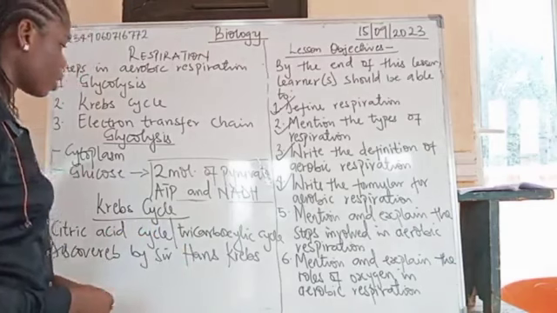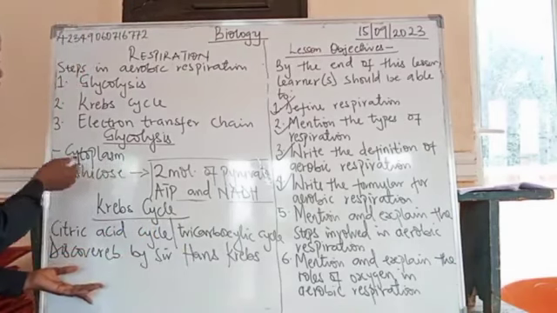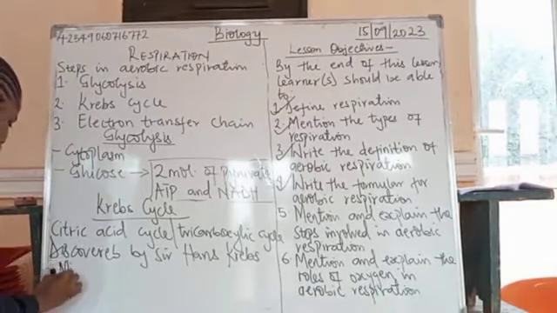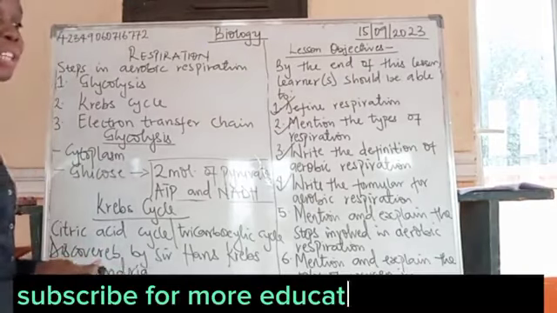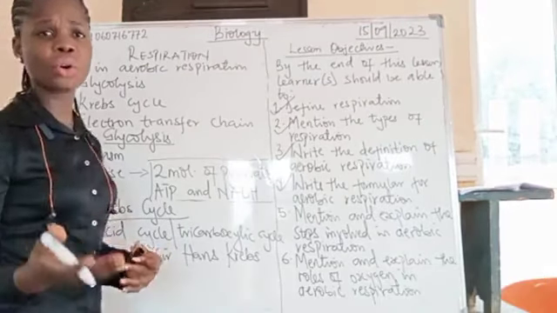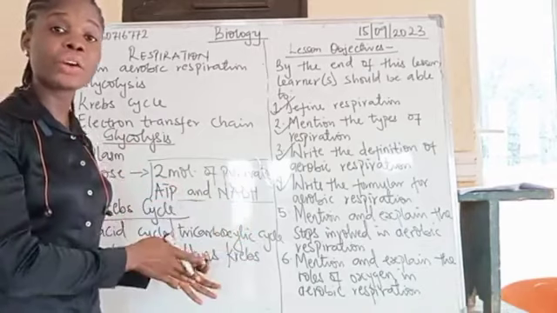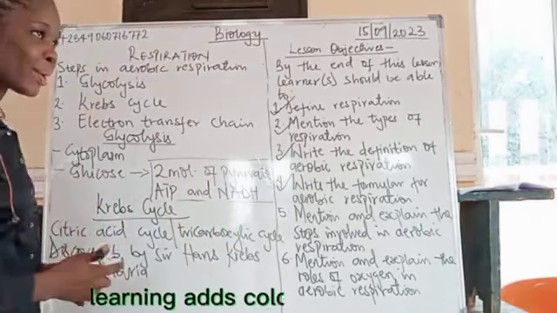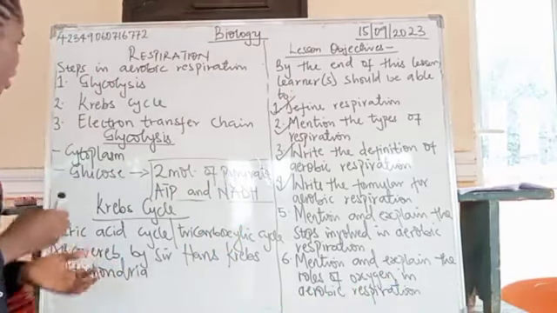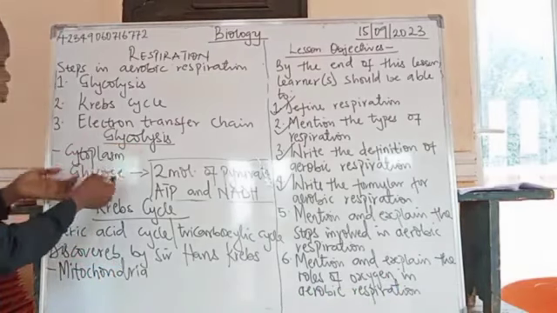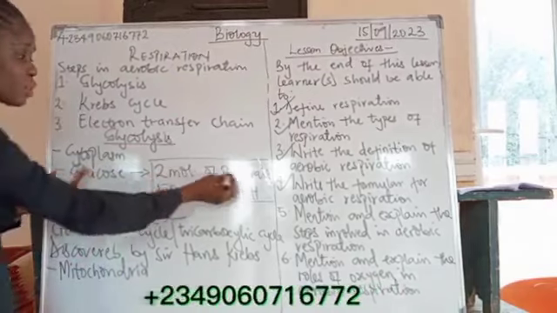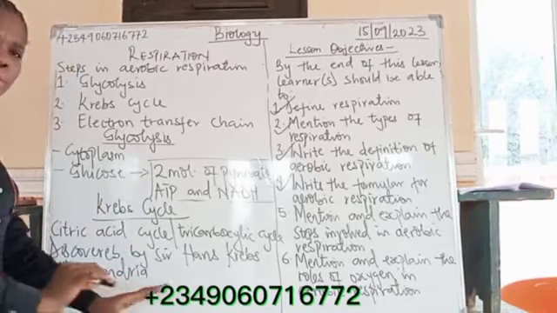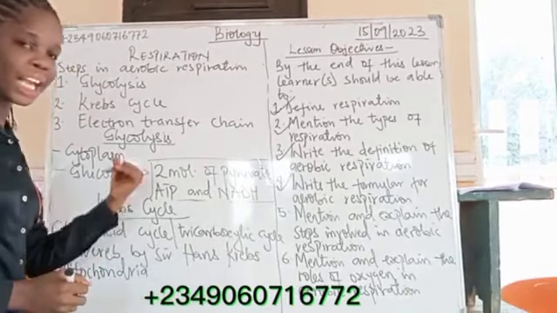Unlike glycolysis, which takes place in the cytoplasm, Krebs cycle takes place in the mitochondria. It takes place in the mitochondria of eukaryotes. Of course, we've previously treated the eukaryotes and the prokaryotes. So, it is in the mitochondria of the eukaryotes that the Krebs cycle takes place. Glycolysis starts with breaking down glucose into two molecules of pyruvate, ATP and NADH. But Krebs cycle bases its processes on the products of glycolysis.